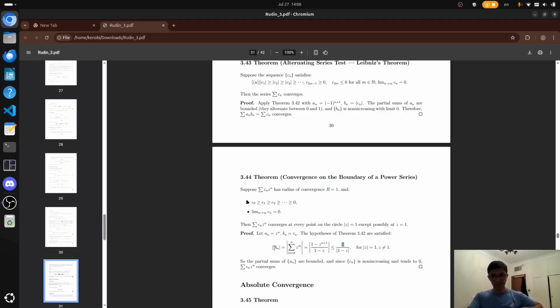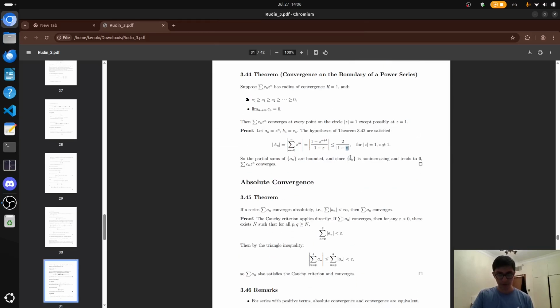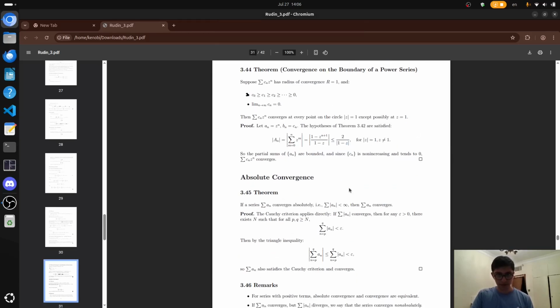So the sequence of partial sums must be less than or equal to 2 over |1 minus z|. But notice if z equals 1 over here, if you plug in 1, it's going to be 1 minus 1, which is 0. The denominator is going to be 0, so there won't be any bound. It's not going to be bounded, and it won't converge. So it's going to converge for every point except at 1. It's going to be bounded for every point except at 1, right?